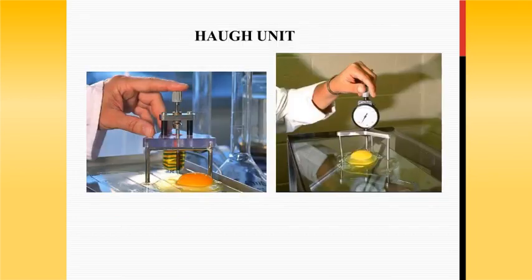The Haugh unit, pronounced "how", is a measure of the internal quality of an egg. The test was introduced by Raymond Haugh in 1937 and is considered one of the most significant measures of egg quality next to other measures such as eggshell thickness and eggshell strength.